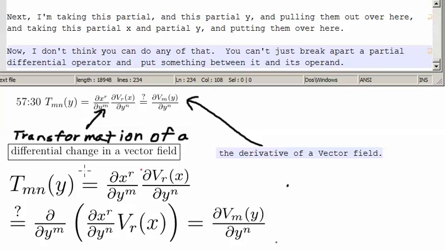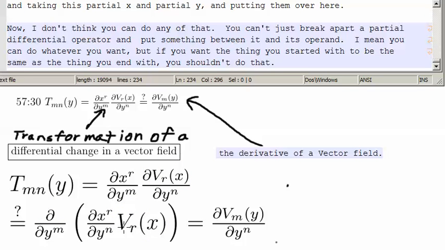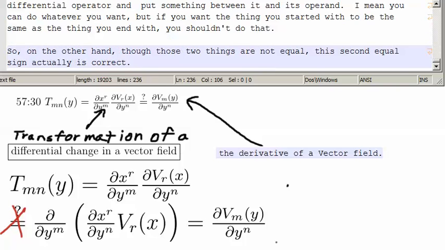Now, I don't think you can do any of that. You can't just break apart a partial differential operator and put something between it and its operand. I mean, you can do whatever you want, of course, but if you want the thing you started with to be the same as the thing you end with, you shouldn't do that. So, no, of course not. On the other hand, though this is definitely not equal to this, this second equal sign actually is correct.